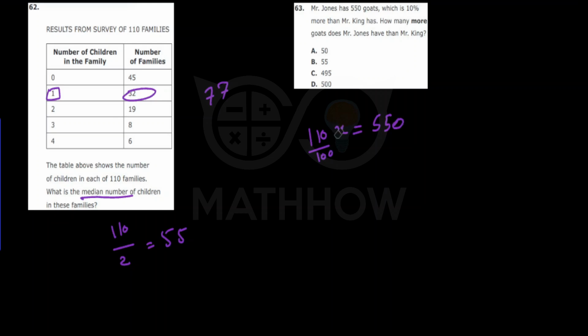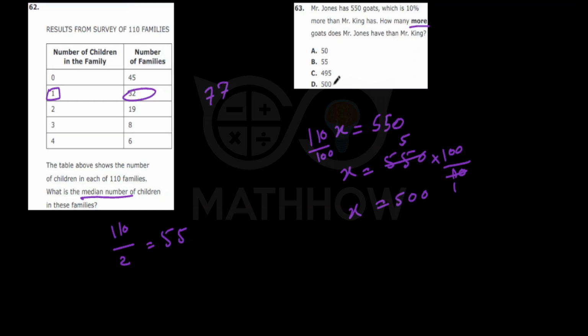So now, multiplying with 100 and dividing by 110 on both sides, we have x equals... 110 fives are 550. So 5 multiplied with 100 will be 500. So Mr. King has 500 goats. The question is asking how many more goats Mr. Jones has than Mr. King.